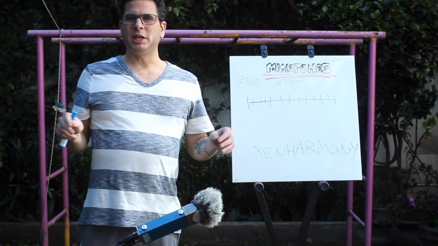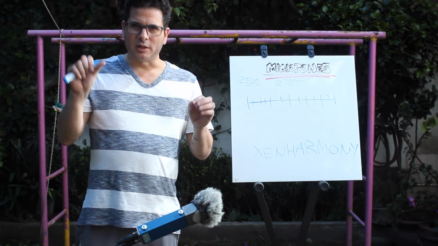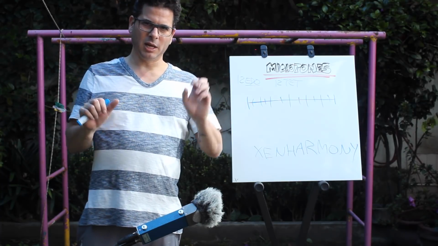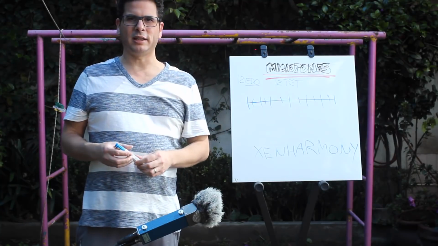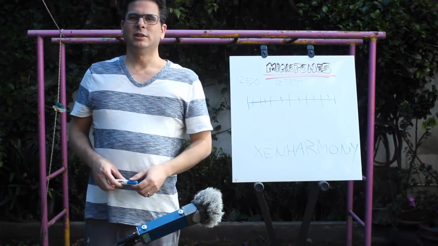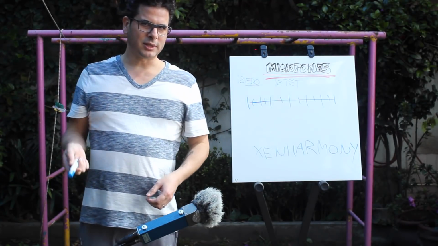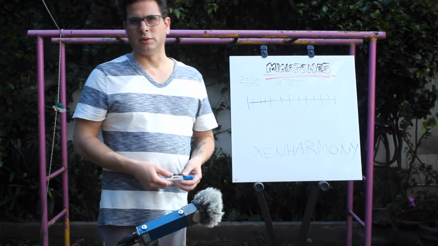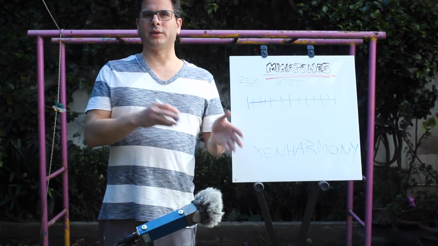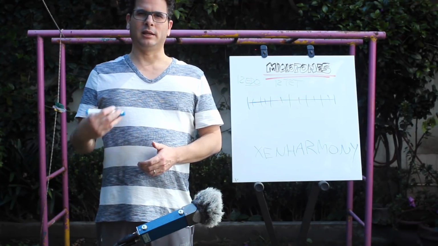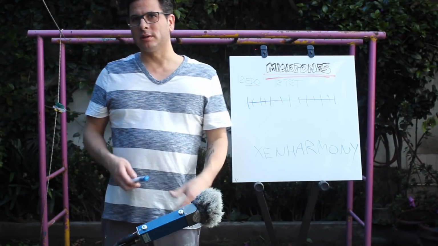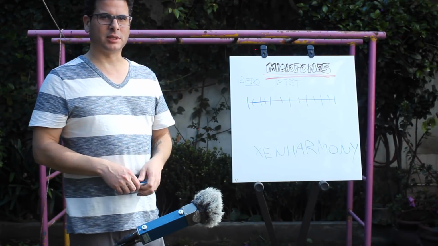So somebody figured out that you can temper some of those notes a little bit up, a little bit down, and get 12 notes equally divided that are close enough to where our ears can kind of get used to that and it'll sound in tune. It's a compromise in order to get chromaticism, transposition, and modulation, which are very important aspects of music today.